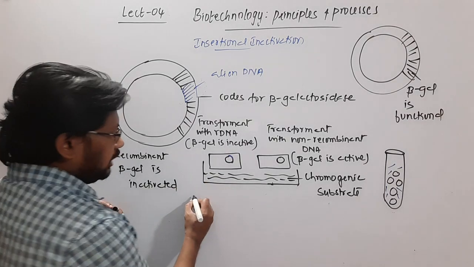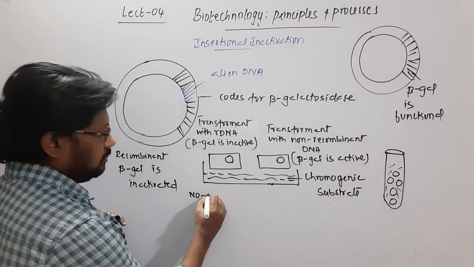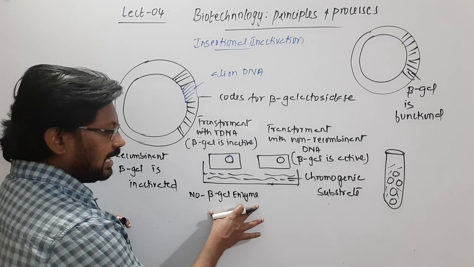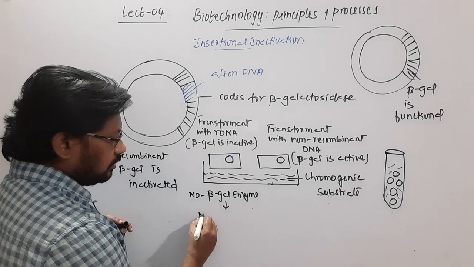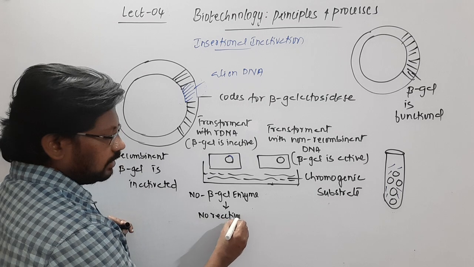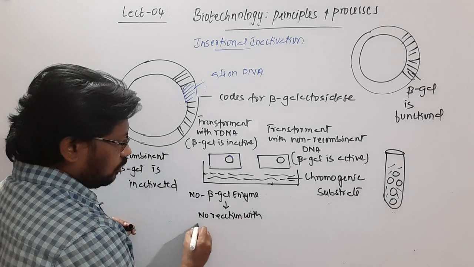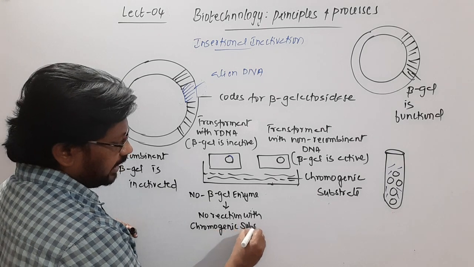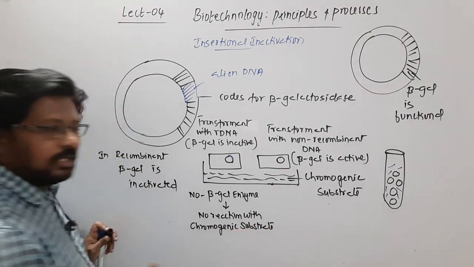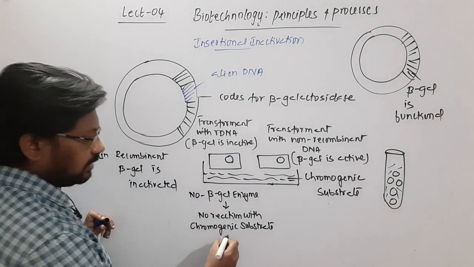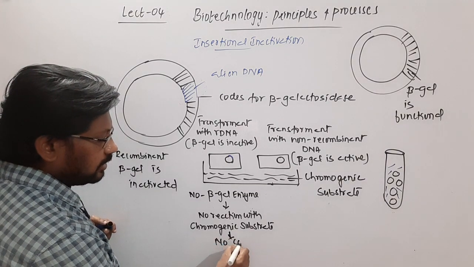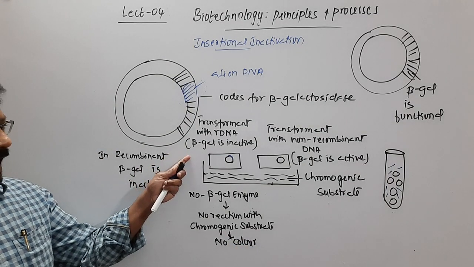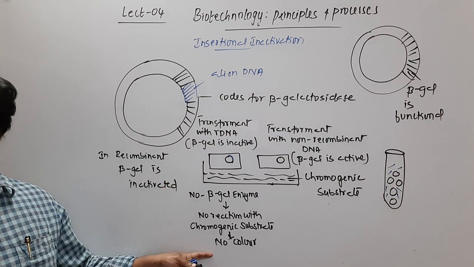As a result there will be no beta gal enzyme. If there is no beta gal enzyme, then there will be no reaction with the chromogenic substrate. When there is no reaction with the chromogenic substrate, it won't produce any color. So the transformants with rDNA will be colorless.